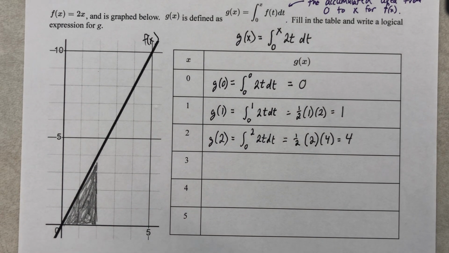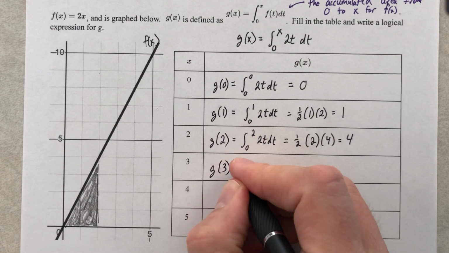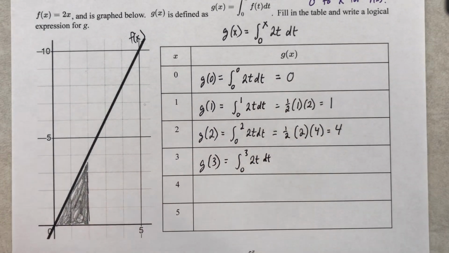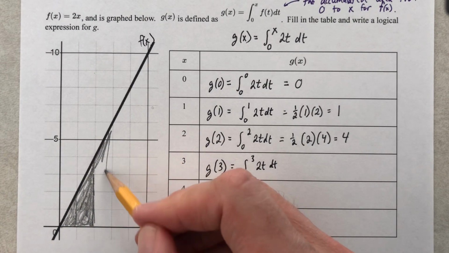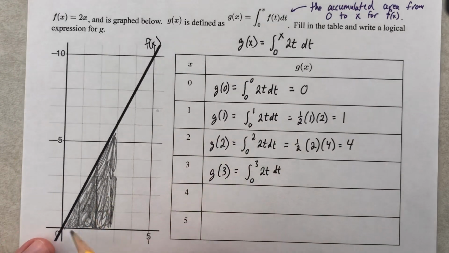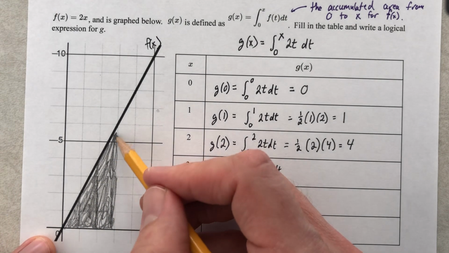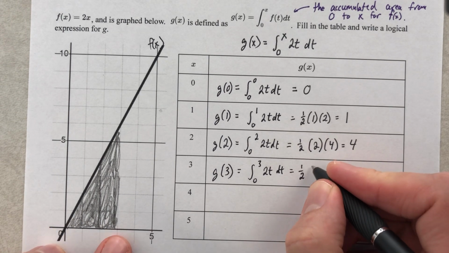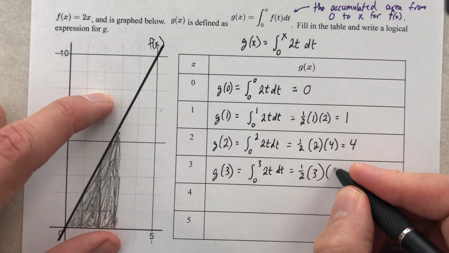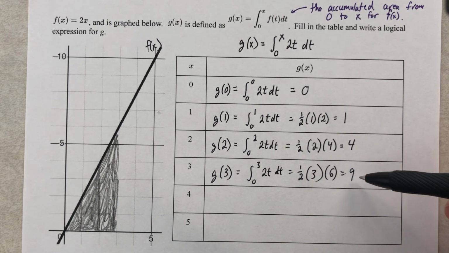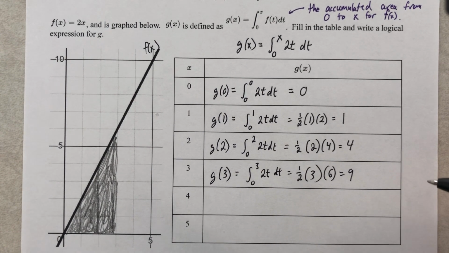Okay, if you already notice a pattern, that's good. If you don't, it's fine. No problem. g of 3 equals the area from 0 to 3 of 2t dt. We're going to color some more. So we're going to also find this area, the whole thing, not just the extra stuff I'm shading, but the whole area from 0 to 3. Bad coloring, we'll deal with it. So from 0 to 3, it is a triangle, 1/2 base times height. I'm going to get 9. Do you notice the pattern in the answers? 0, 1, 4, 9. Okay, just let's work with it here. We'll keep going.